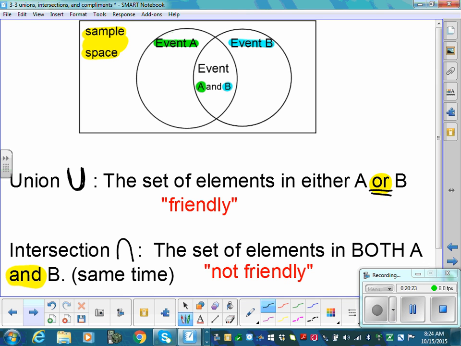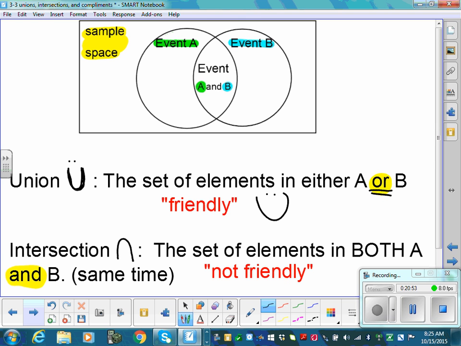I call it friendly. This is a little trick I came up with to help you remember. Does everybody see how this looks like a smiley face? Yeah? Does everybody see how if I put little dots, it looks like a smiley face? So it's very friendly. Unions are friendly. They allow anyone in. So anyone in event A, anywhere, and anywhere in event B are welcome to come. Unions are friendly.